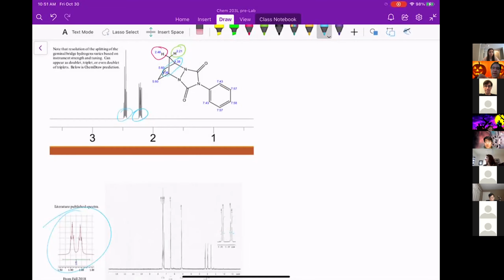Just to tie it into the picture that we had before, here's our proton. I'm saying the green proton here split it into a doublet, and then the blue proton split into triplets. So I'm getting a doublet of triplets.